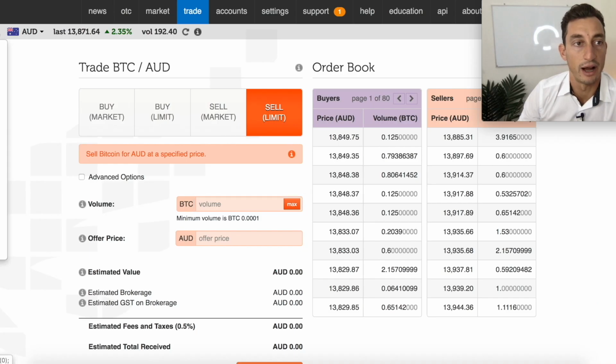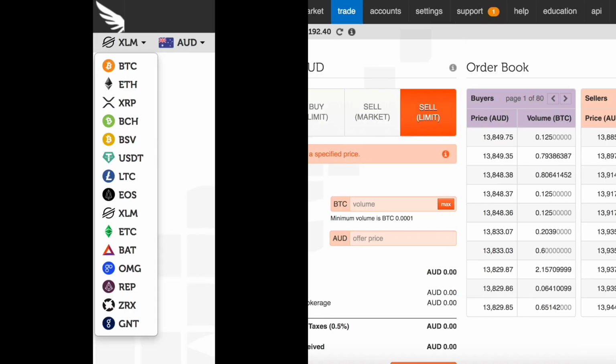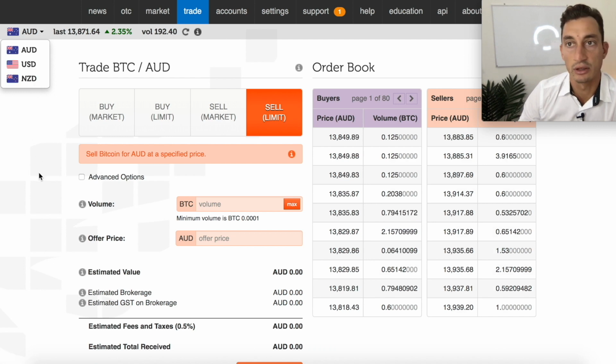And where you can find that is up in this top left corner. And so you have more cryptos to use here, but they don't have an auto buy for these cryptocurrencies. Aussie dollar, US dollar, New Zealand dollar. And that's pretty much it.